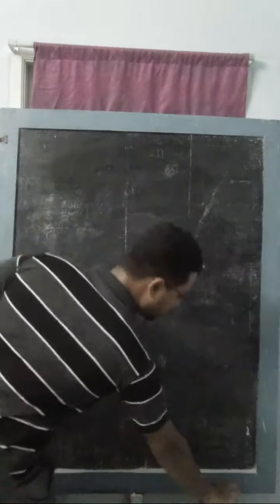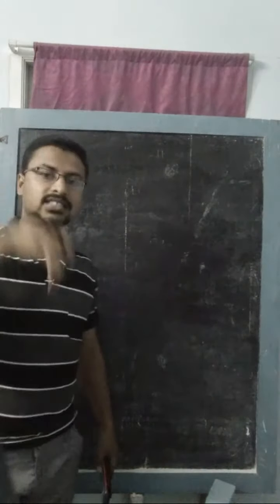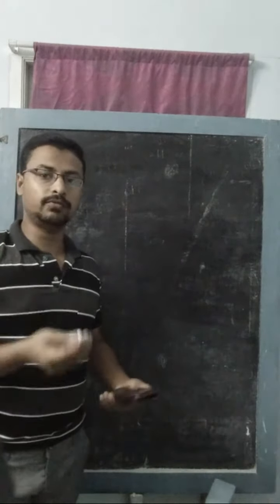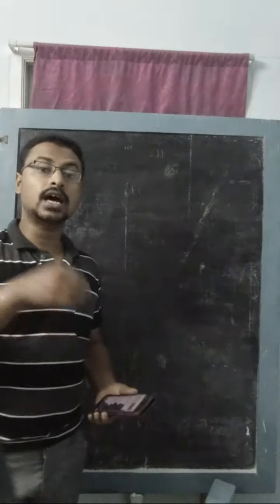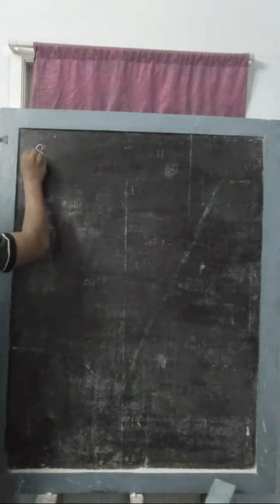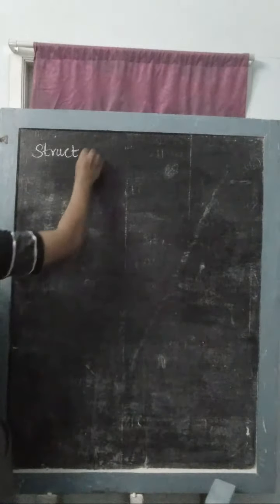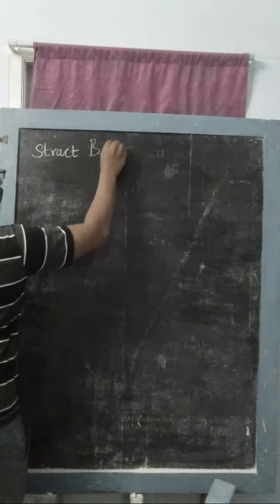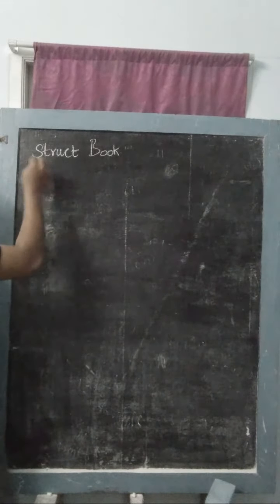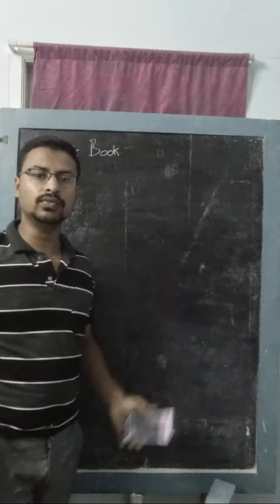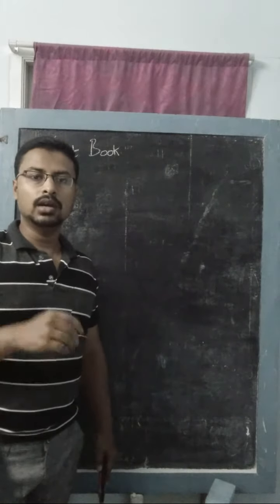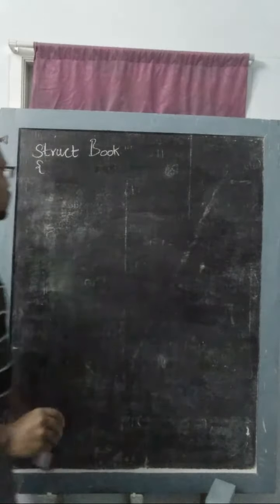An example program. We are going to make a structure. The structure may be inside the main function or outside the main function. Now I am going to write it outside the main function. So struct is the keyword. I am going to prepare a structure for a book. Book is an object. So what are the characteristics a book consists of? Book name, author name, number of pages, price. So just make it like that.